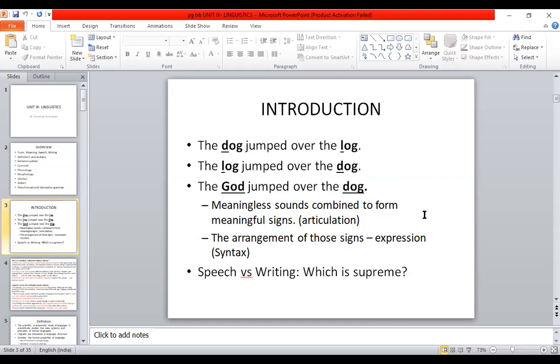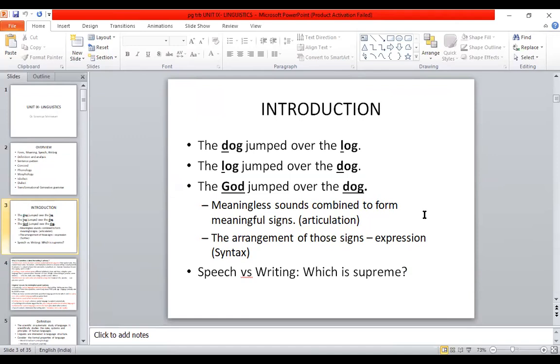So what exactly is linguistics concerned about? It is concerned about the way these letters fall into a particular form, and these forms have a particular meaning. We are the ones who have created this meaning. We are the ones who are trying to understand this meaning.